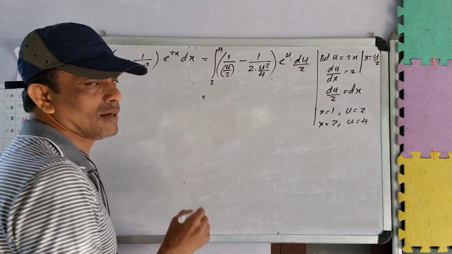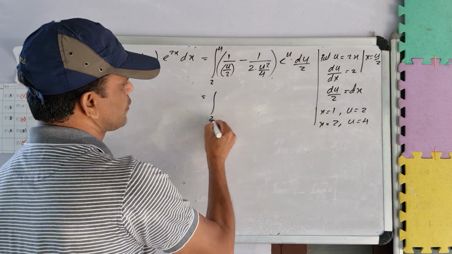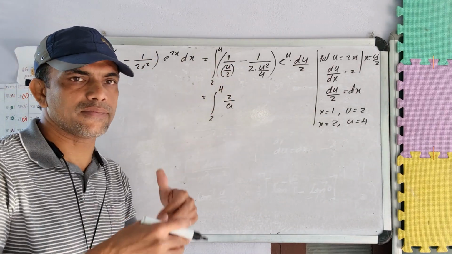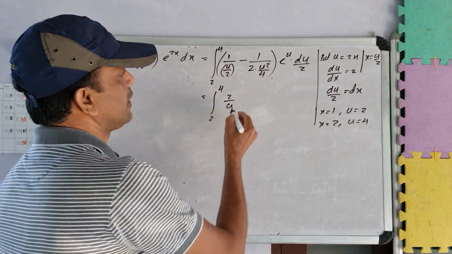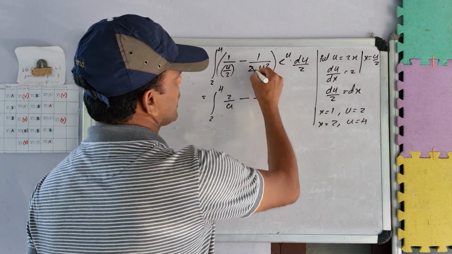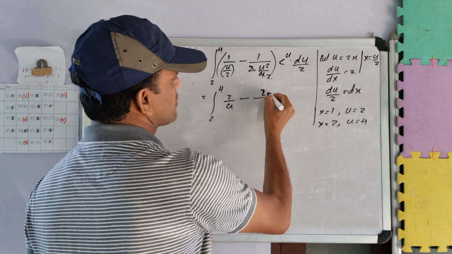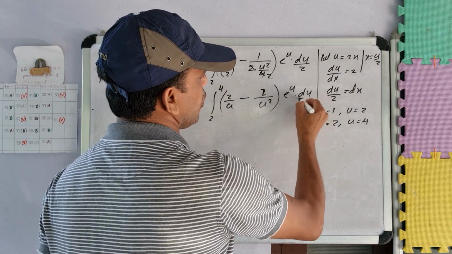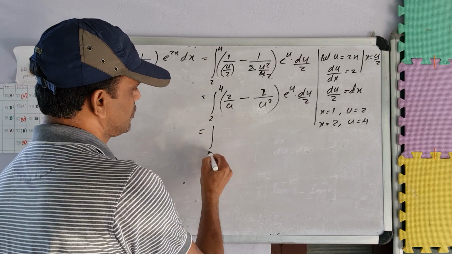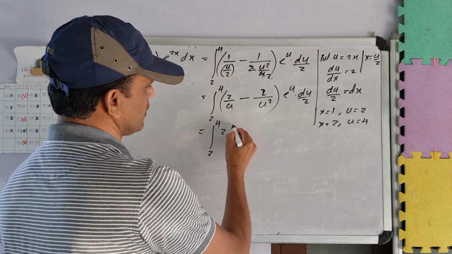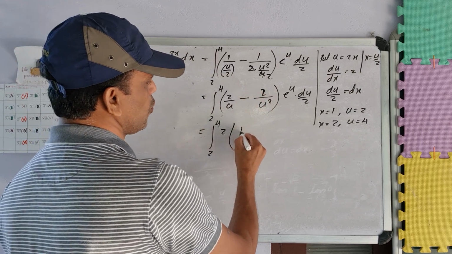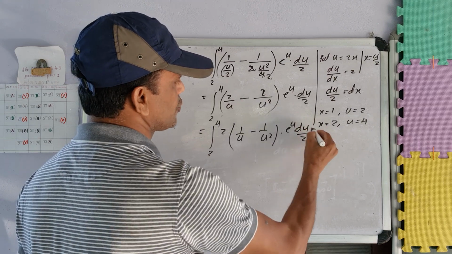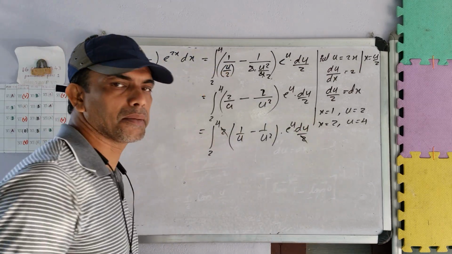Now let's make some simplification. The integral from 2 to 4 of 2 over u. To divide, we have to use the reciprocal and multiply. Minus 1 over, cancel as, 2 times. So I write this as 2 over u squared, times e raised to u, times du over 2. In the integral from 2 to 4, 2 is common in both the terms and is taken out. So 1 over u minus 1 over u squared, times e raised to u, times du over 2. And this 2 and this 2 can be cancelled.